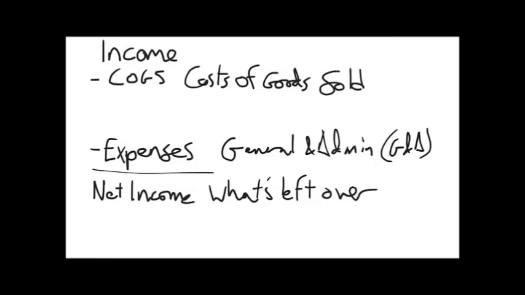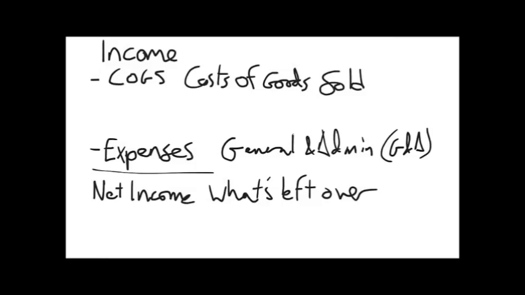My secretary, however, I still pay her. I still want her in the office, greeting people when they come through the door, answering phones, managing the office. I still need her there. So regardless of whether I sell products that day, I still need my secretary. So she is not a cost of goods sold because her salary is not directly tied to the manufacturing of products or providing of services. So that would be a general administrative expense.